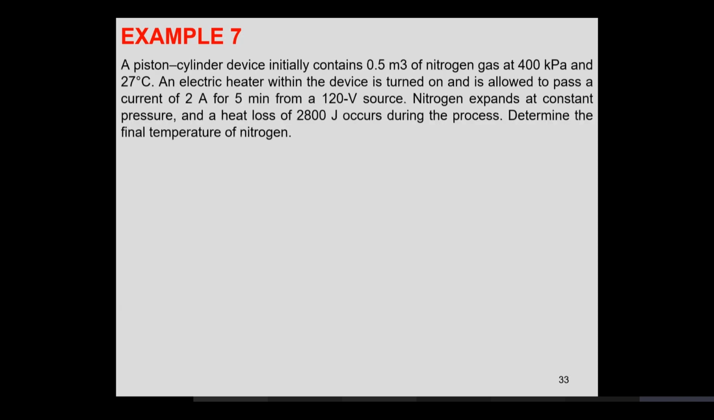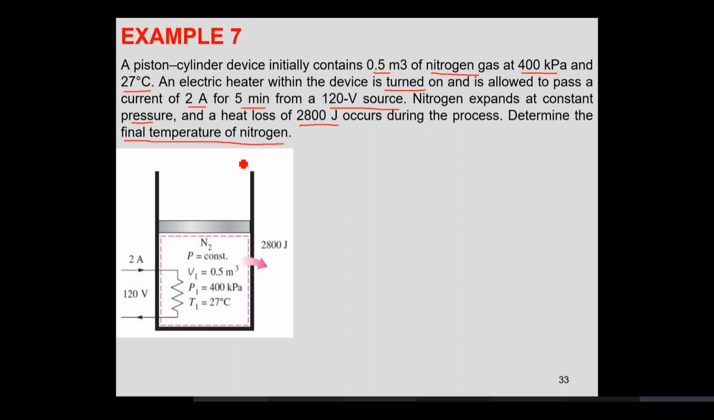Let's now look at one more example and try to understand. The piston cylinder device contains 0.5 meter cube of nitrogen gas at 400 kilopascal and 27 degrees centigrade. An electrical heater within the device is turned on and is allowed to pass this much amount of current for this much time from a source having the voltage of 120 volts. Nitrogen expands at constant pressure and a heat loss of 2800 joules occurs during the process. Determine the final temperature of nitrogen.